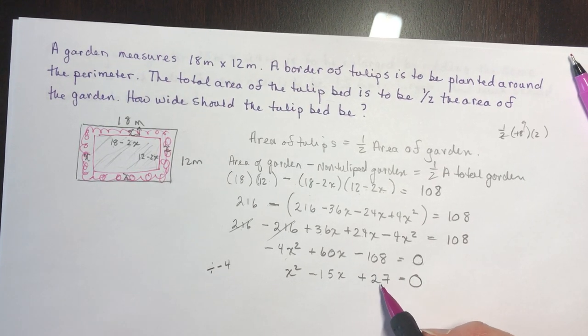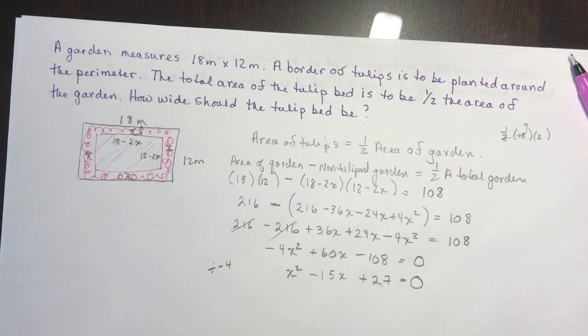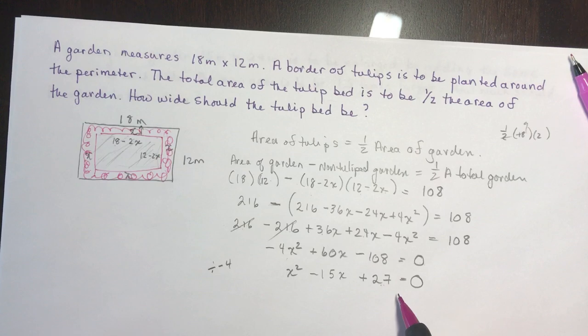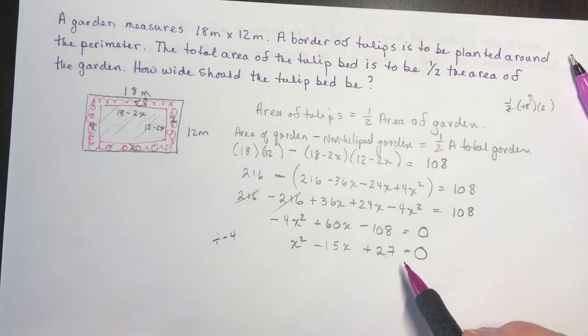Now, do you know two numbers that multiply to 27 and add to 15? I'll give you 2 seconds to tell me. No, nothing will. So when you're stuck, what do you use? The quadratic formula.